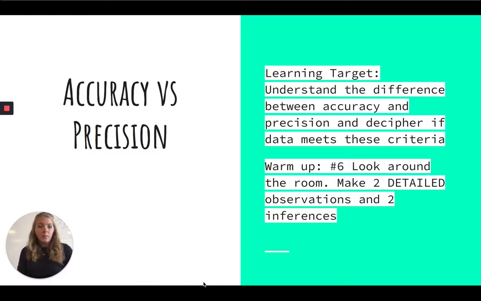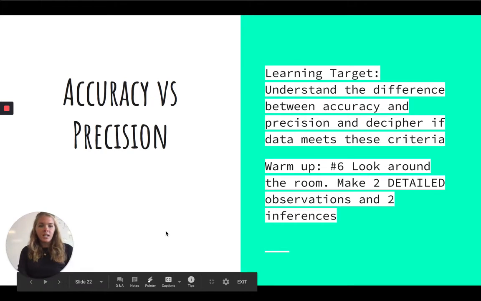You should have already completed your warm-up by now. Your warm-up today was to look around your room at home or your living room, wherever you're doing this assignment, and make 2 detailed observations and 2 inferences. Make sure you told me the difference between those things and don't just list them. Tell me, these are my observations, those are my inferences. If you didn't, go back and fix that.